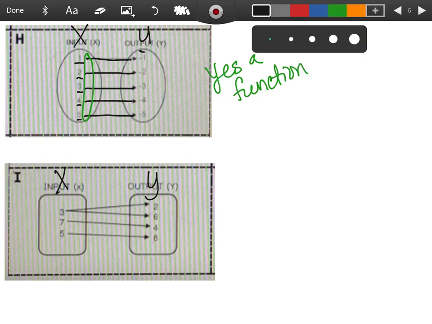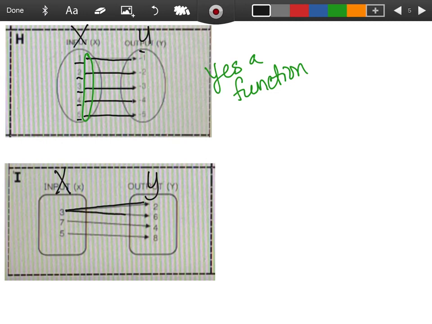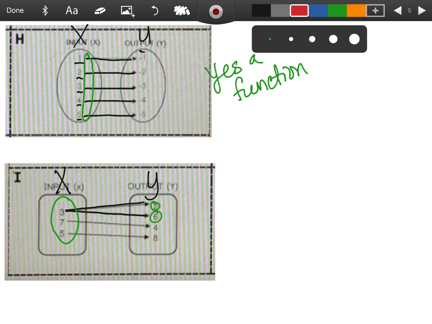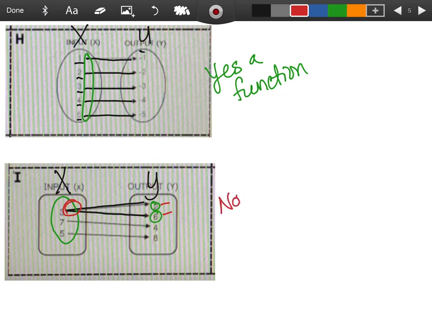All right, same thing for this bottom one. My x comes first. I'm going to look straight down. I've got 3, 7, and 5. But then when I look at my lines here, I've got 2 lines coming off the 3. Because I have 2 lines coming off the 3 and it goes to a 2 and a 6, that's a bad thing. Okay, 2 lines coming off, going to 2 different numbers. This is not a function.